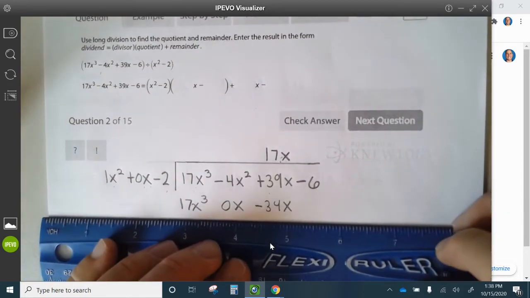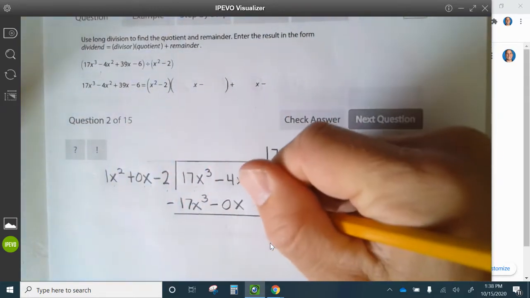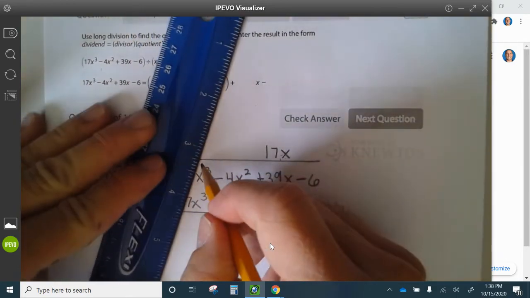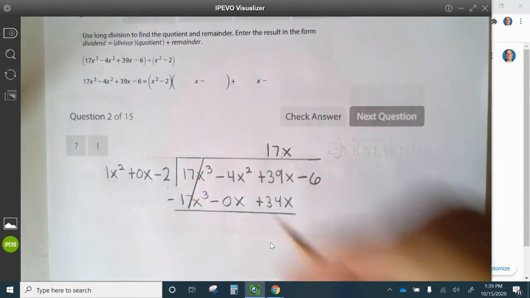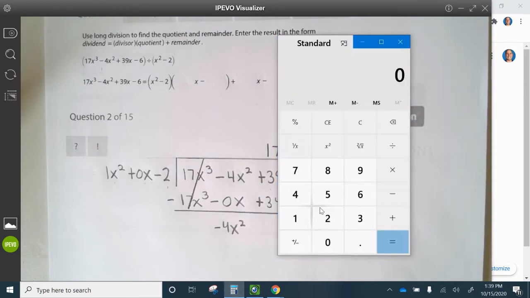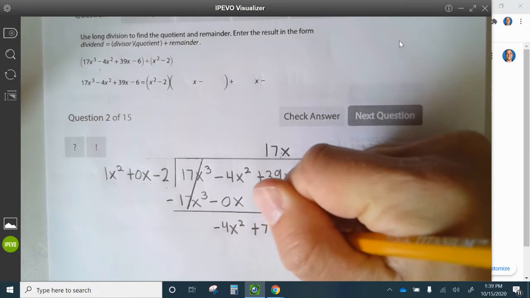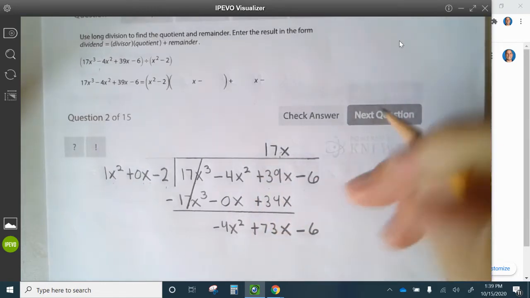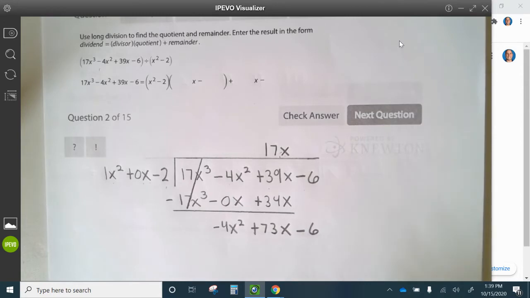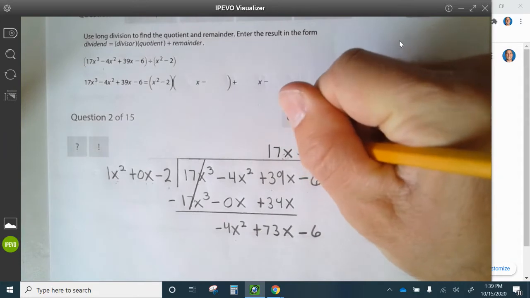Okay, now we subtract. When you subtract a negative, it becomes positive. And if you did this correctly, the first terms will cancel. So then you have negative 4x squared. And then, let's see, 39 plus 34. Let me just put it in the calculator to make sure I get the number exactly correct and not make a mistake. It is 73. So plus 73x minus 6. Now you ask yourself, what do you multiply x squared by to give you negative 4x squared? And the answer to that is minus 4.